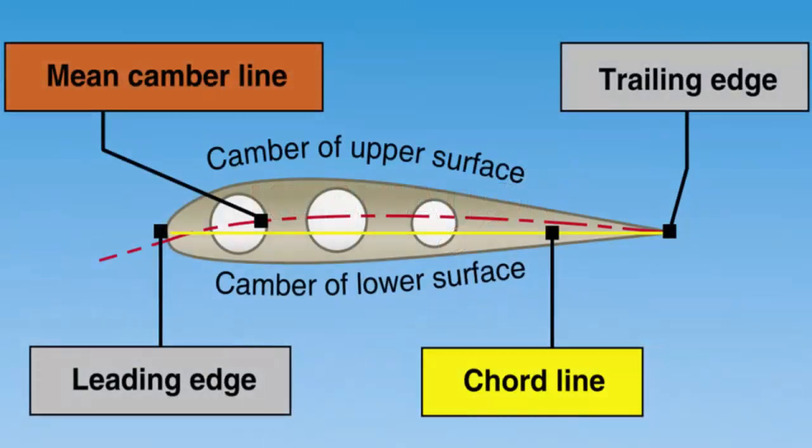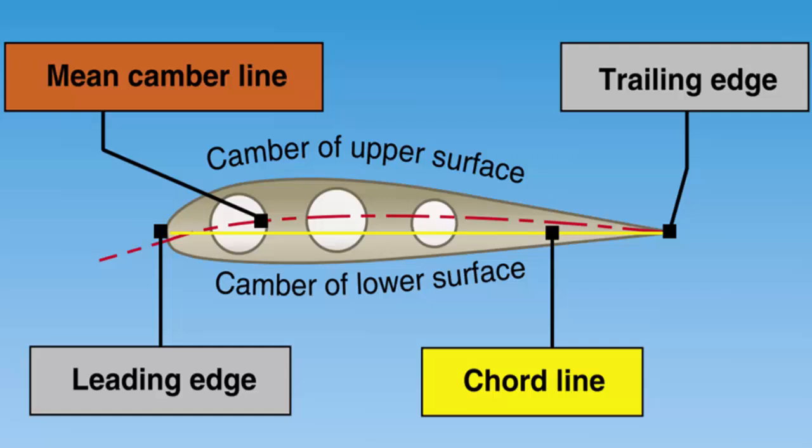When looking at a typical airfoil, such as a wing, from the side, several design characteristics become obvious. You can see that there is a difference in the curvatures, or camber, of the upper and lower surfaces of the wing. The camber of the upper surface is more pronounced than that of the lower surface, which is usually somewhat flat. The two ends of the airfoil profile also differ in appearance.